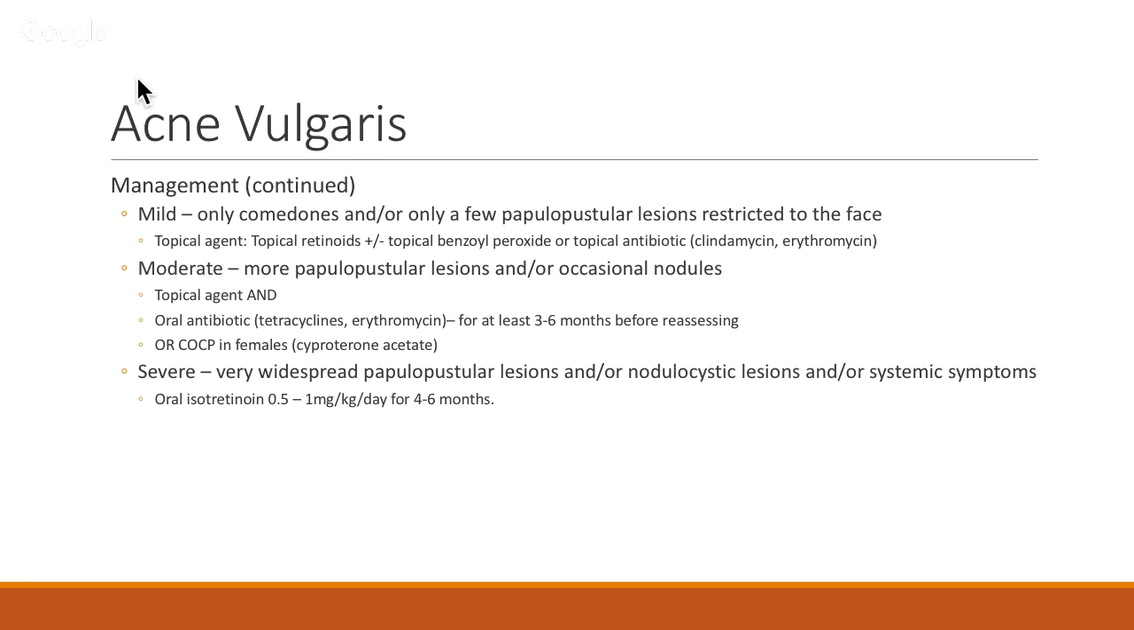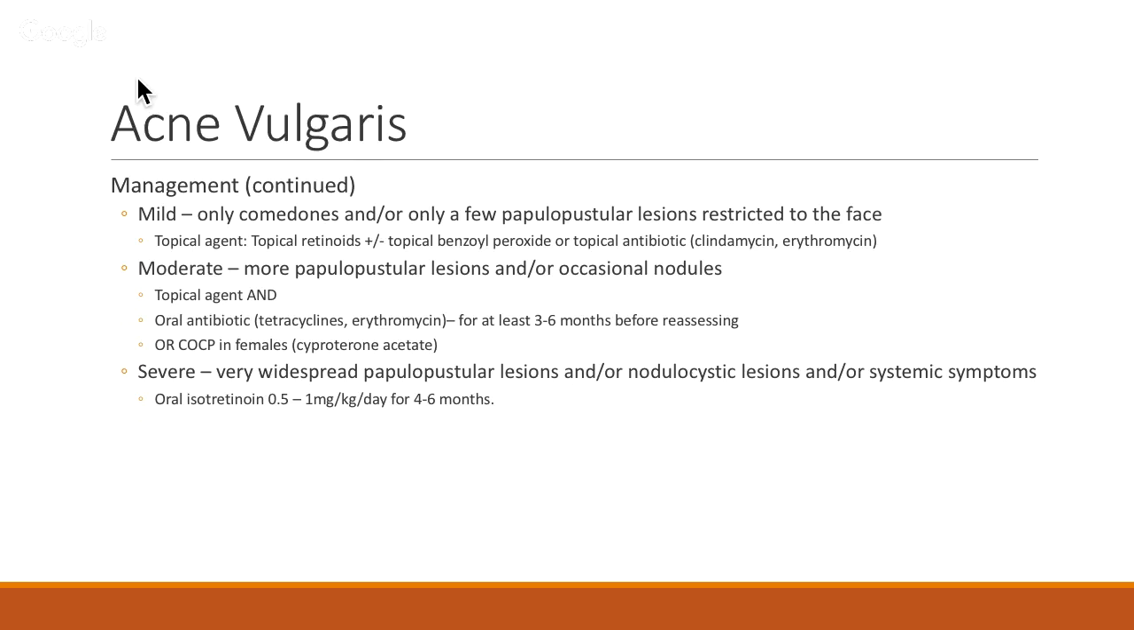topical retinoids. And you can add in, say, a topical benzoyl peroxide, or maybe even a topical antibiotic, normally clindamycin. So with mild, topical retinoids, plus or minus those other ones I mentioned. With moderate, you start considering more of your oral antibiotics, which are used for the inflammatory effect. So normally doxycycline, but others include erythromycin and minocycline as well.